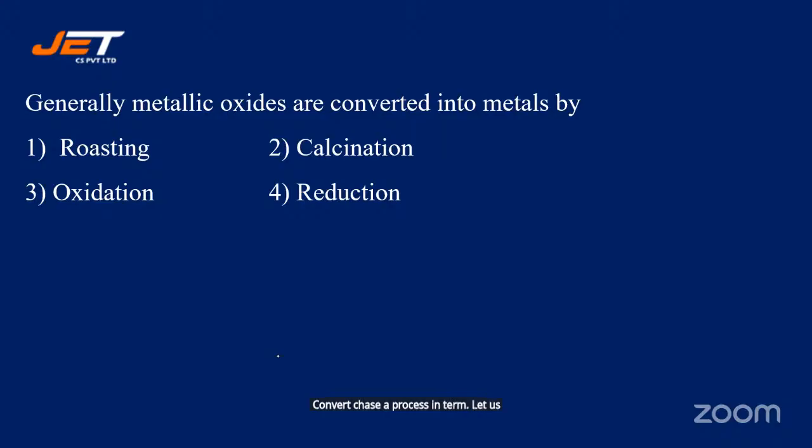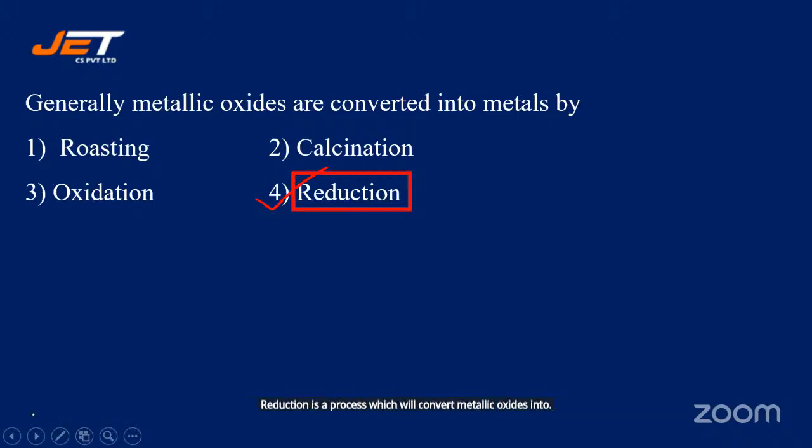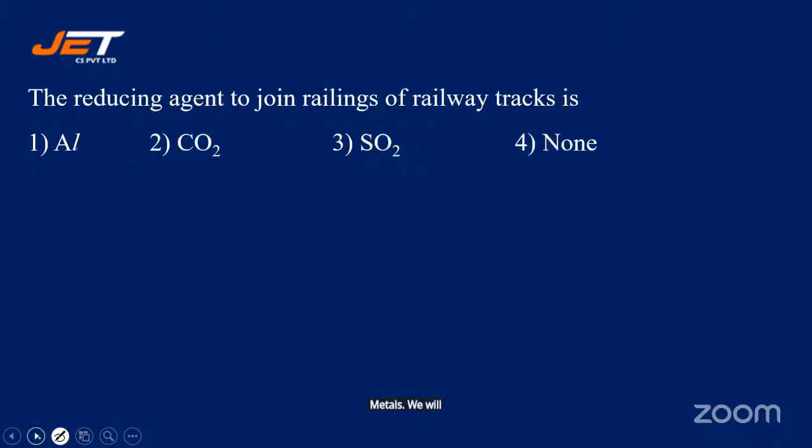Let us see who is giving the right answer this time. Navtej has mentioned it as option 4. Ashwita has mentioned it as iron. Jannat has mentioned it as option 2. So let us see which is the right answer. Reduction. Reduction is a process which will convert metallic oxides into metals. We will do one more last question and we will stop. Remaining questions we'll do in the next class.